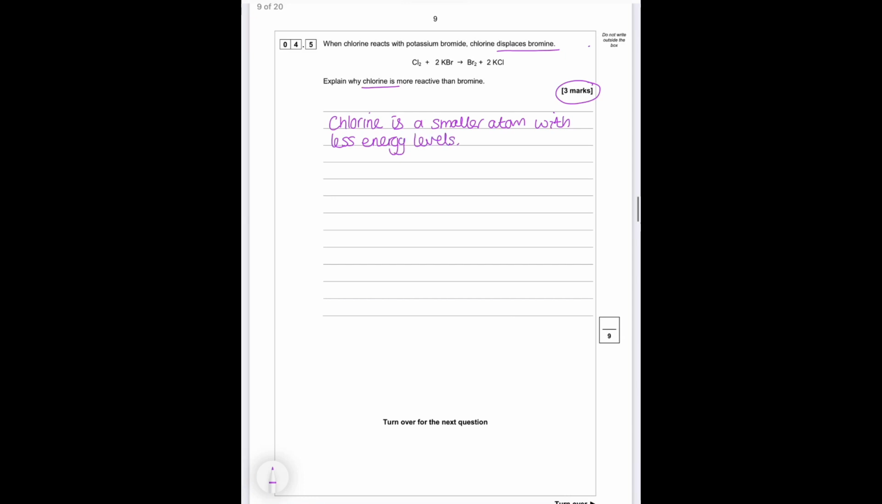Now, because it's got less energy levels between the nucleus and the outer shell, that means there's less shielding. Because there's less shielding between the nucleus and the outer electron shell, the chlorine should therefore be able to gain an electron from another atom more easily.